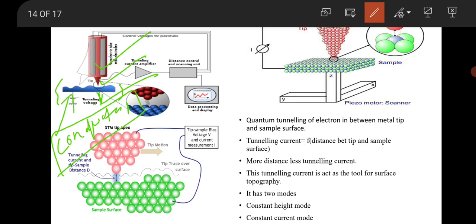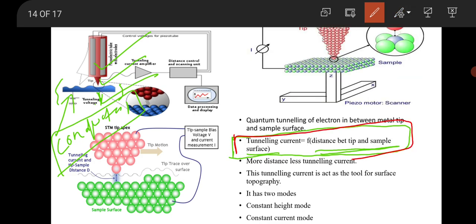That's why I am mentioning a point, tunneling current. This tunneling of electrons leads to the generation of the tunneling current. That's why the tunneling current is a function of the distance between tip and sample surface. This is a very vital point. So the tunneling current is a function of the distance between the tip and the sample surface. Suppose the tip is here, so now the distance is very small, so the current will be small.